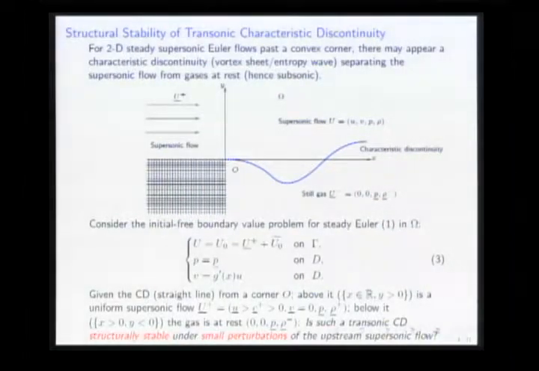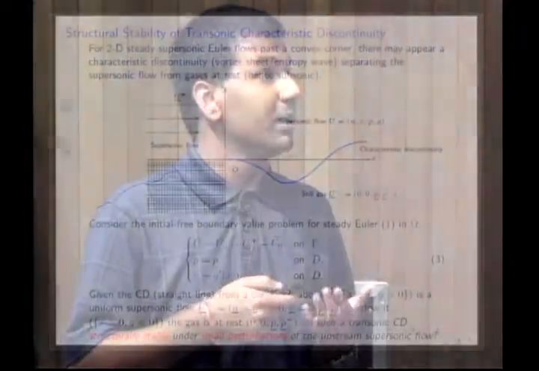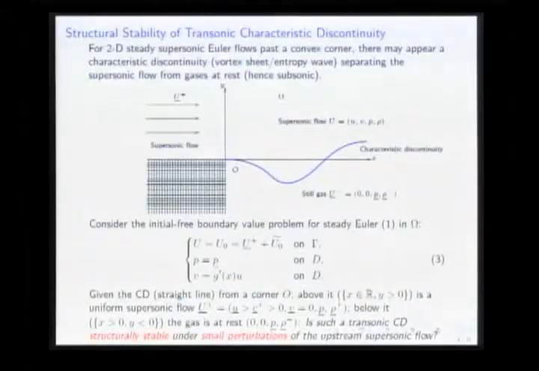Okay, so in earlier talks, particularly by Professor Chen and Professor Serre, there had been much discussion about stability of weak shocks and strong shocks. Particularly in Professor Serre's talk, there was a discussion on the existence of characteristic surfaces in multi-D. But today I'll focus on the 2D steady Euler system. So all the discontinuities will be in the XY plane. So here's the setup of the problem.